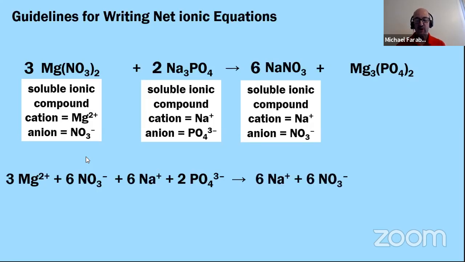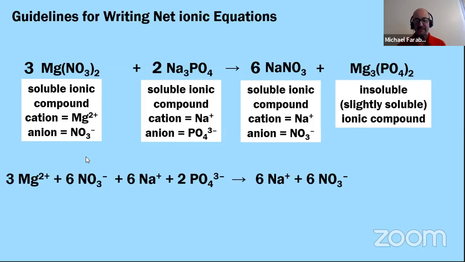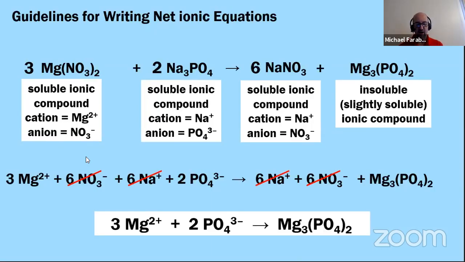And again, it turns out that magnesium phosphate happens to be an insoluble or slightly soluble ionic compound, so we're not going to break that up into ions. Once we cross off our spectator ions, that's going to include the nitrate on both sides and the sodium on both sides, we are left with the net ionic equation.